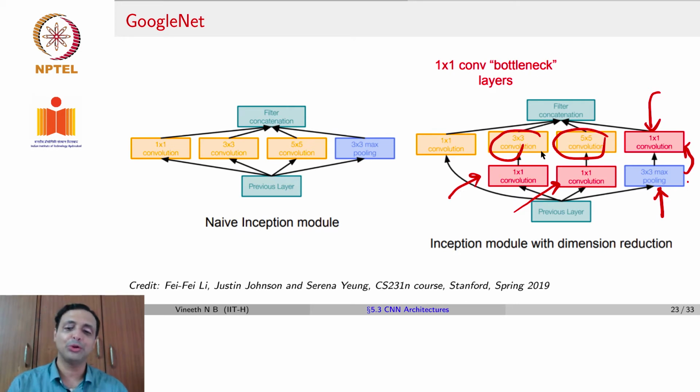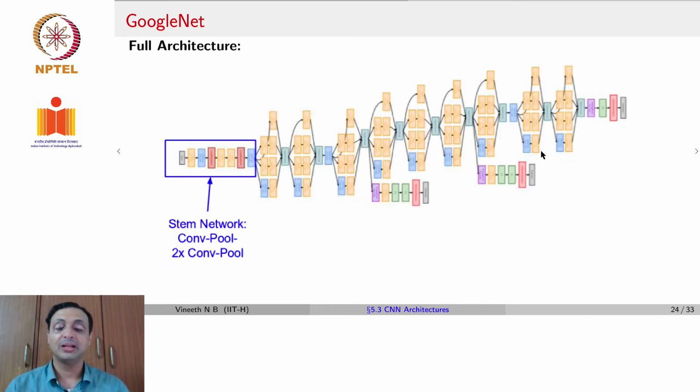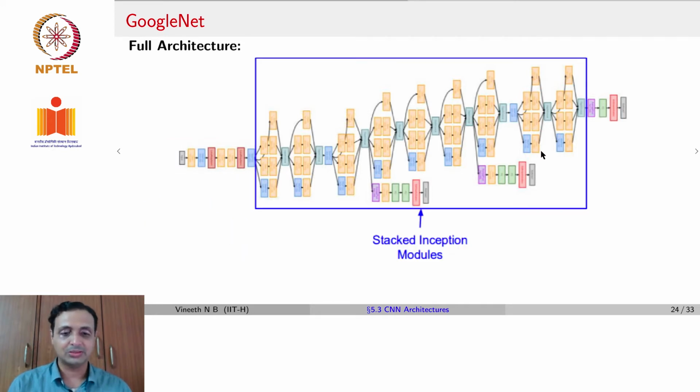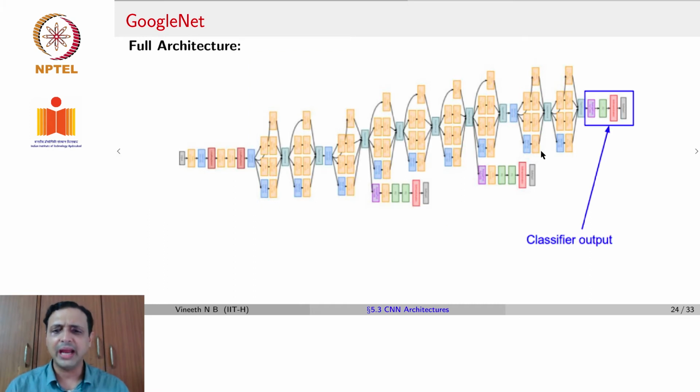And this Inception module brings down the computations, but increases the efficiency of the GoogleNet. So here is the complete architecture. This is where the input comes in, and then you have a small stem network, which is a conv pool and 2 times a conv pool. So you repeat that again. Then come all these Inception modules stacked one after the other. And at the end, you have a classifier output with no fully connected layers.